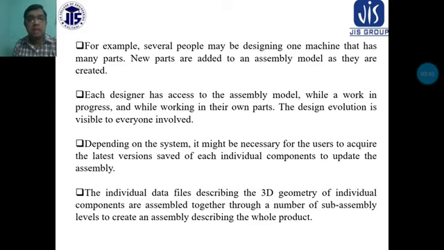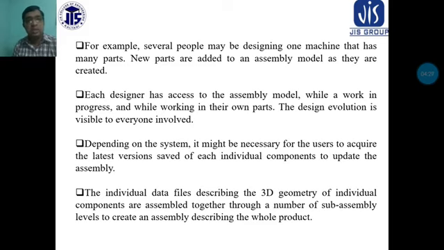Another thing is that each designer has access to the assembly model while work is in progress and while working on their own parts. That means group technology is the concept where jobs are done in different places for the different components of your product. Then you can know the progress and record it for the assembly. The design evolution is visible to everyone involved.